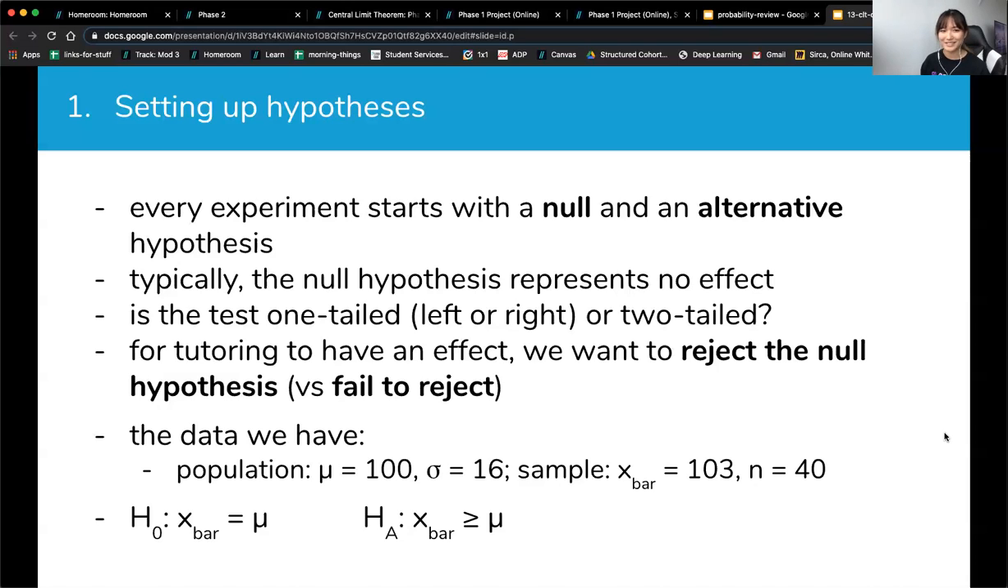Questions about hypotheses? All right, this is pretty important for just setting up. But if this is still a tiny bit fuzzy, we will be going through a lot of different hypotheses over the next couple of days. So no worries about that.